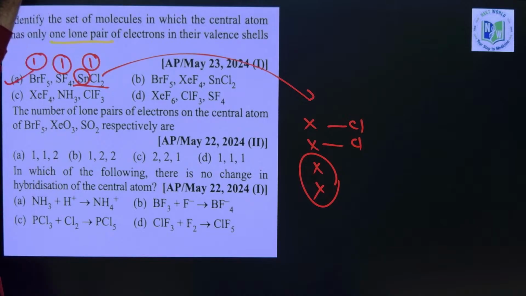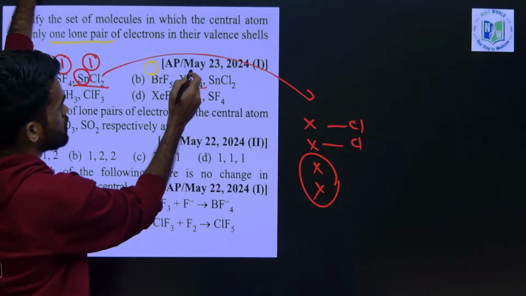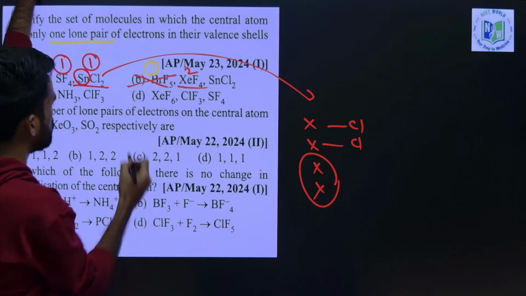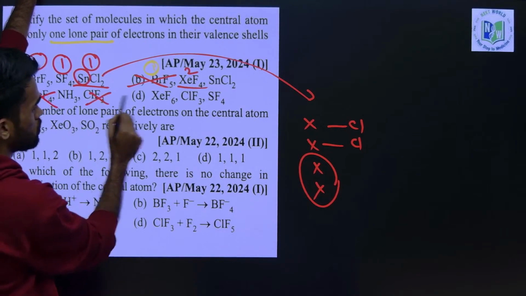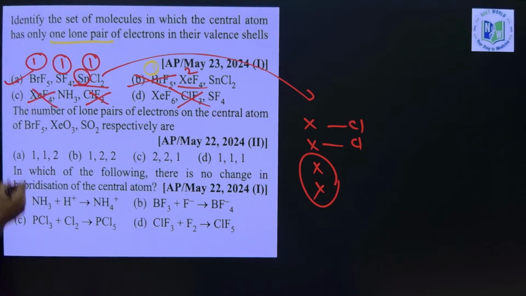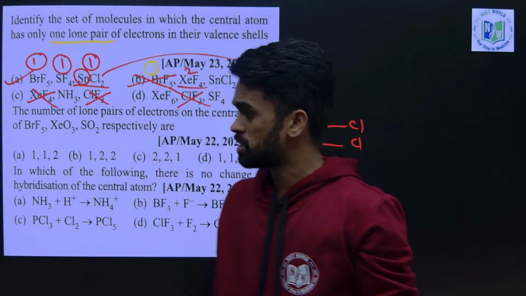If you want, you can check the second. See, this is 1 for BrF5, but XeF4 means 2 lone pairs now, so this is not the correct one. Next, XeF4, again this is not the one. ClF3, this is not the one. So first option. Okay. See, within seconds you are able to answer this, right?